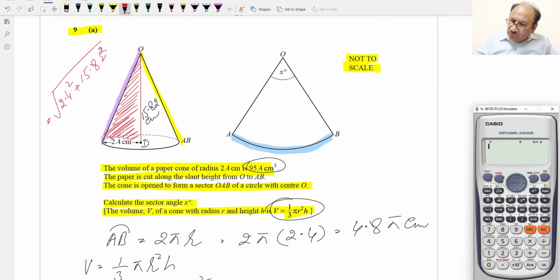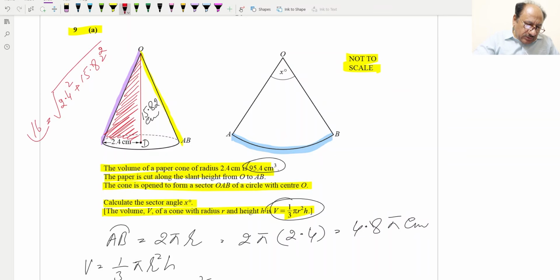We can calculate this as the square root of 2.4 squared plus 15.82 squared, and this is equal to 16. So 16 is basically this length, the slanting side. Now we can use this as our radius. This side is 16 centimeters and this side is 16 centimeters.